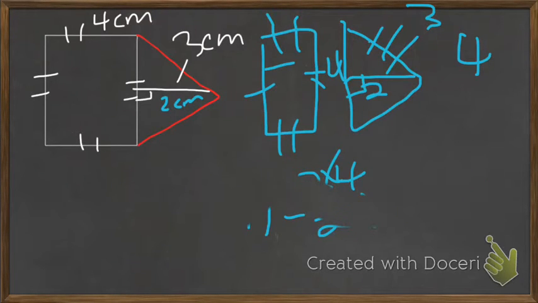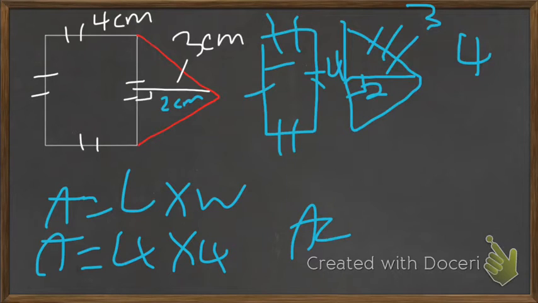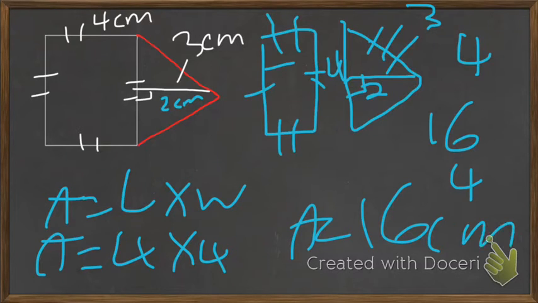So what did we find the area of there? That was the area of the triangle. Now we're going to find the area of the square. Very good. So area equals length times width. Area equals 4 times 4. Area equals 16. Then you just add it all up. By the way, 16 what? Oh, centimeters. Thank you.